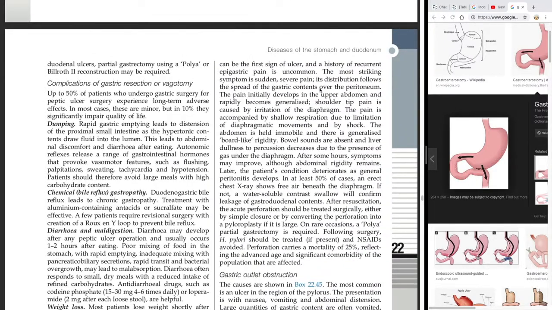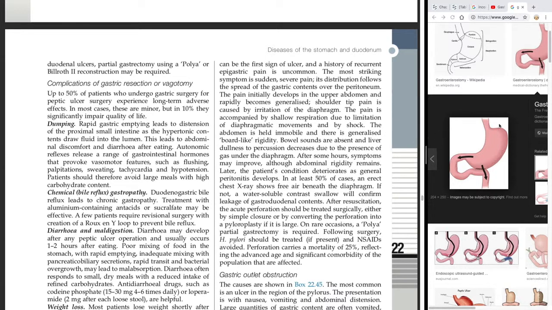Perforation can be the first sign of ulcer, and a history of recurrent epigastric pain is uncommon. The most striking symptom is sudden severe pain. Its distribution follows the spread of the gastric contents over the peritoneum. The pain initially develops in the upper abdomen, which is where the stomach and duodenum are, and rapidly becomes generalized. Generalized means in all areas of your abdomen, all 9 regions or all 4 quadrants. Shoulder tip pain is caused by irritation of the diaphragm.